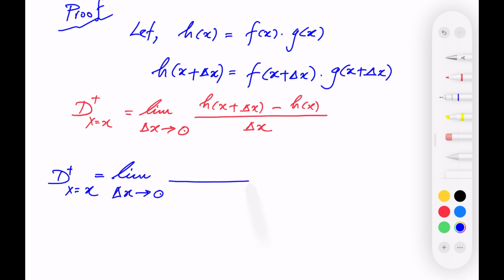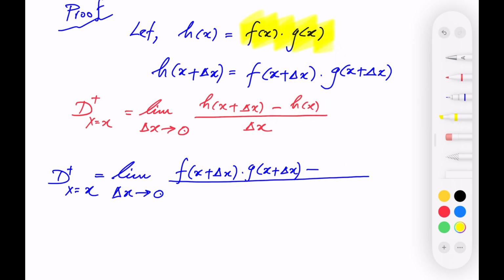On the numerator, the first term is h of x plus delta x, which is equal to f of x plus delta x times g of x plus delta x. That minus h of x. H of x is equal to f of x times g of x. In the denominator, we have a delta x term.